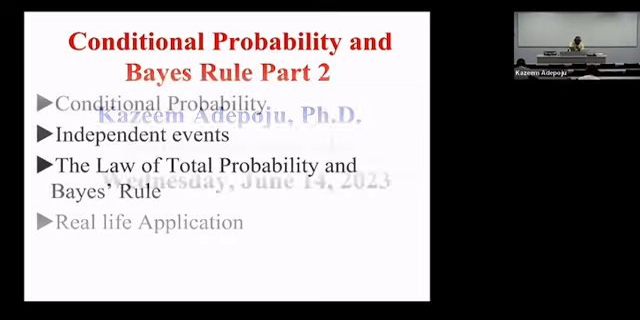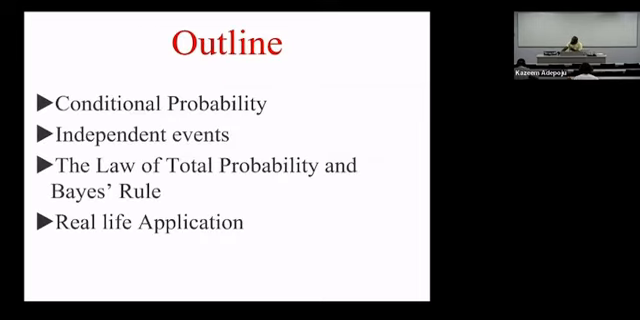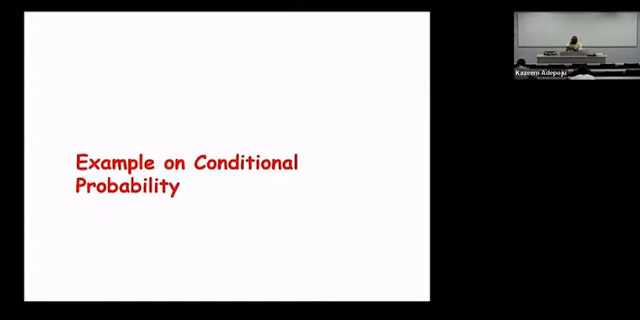Okay, so in the outline, I'll walk you through conditional probability. We're going to talk about independent events. Then from there, we're going to revisit the law of total probability and Bayes rule. Then we're also going to look at a real life application, and that real life application will come from the court of law.